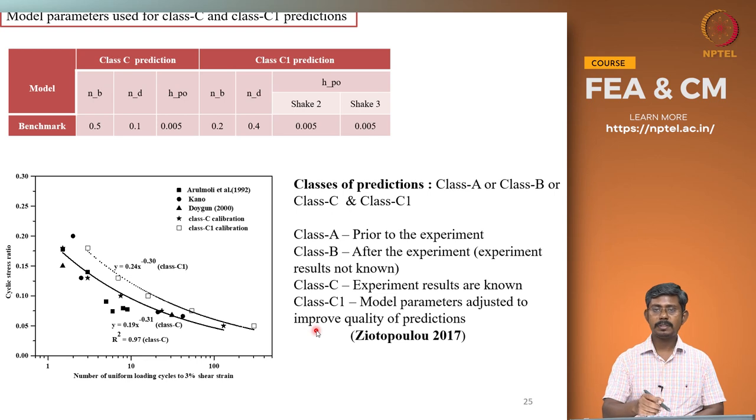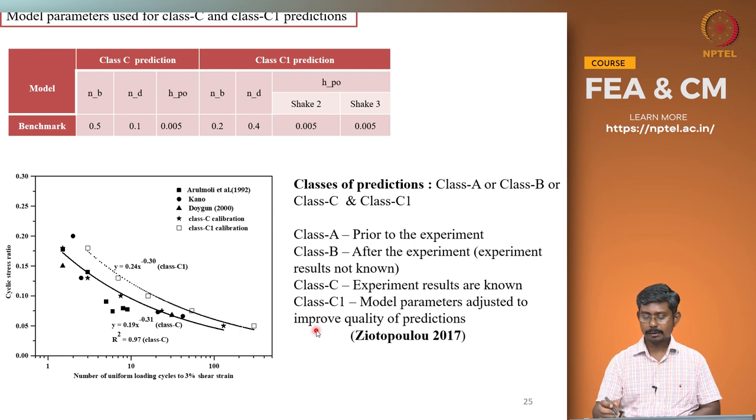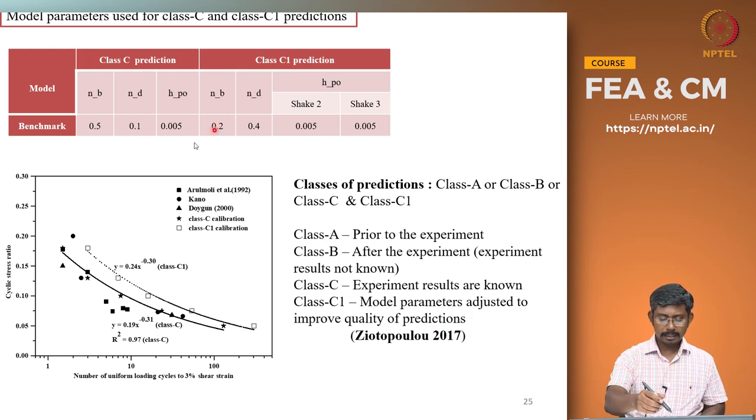For this, class C1 simulations were performed. The classes of predictions are class A, class B, class C and class C1. Class A is a blind prediction, so the computation is done prior to the experiment. Class B is done after the experiment, but the results are not known to the modeler who conducts the simulation. Class C represents that the experimental results are known by the person who is undertaking the numerical simulations. And class C1 is a particular case where the soil model parameters are adjusted to improve the quality of the predictions.